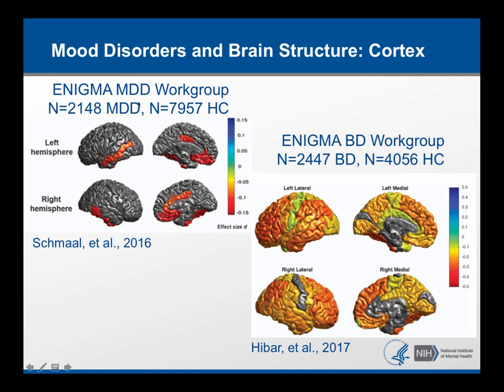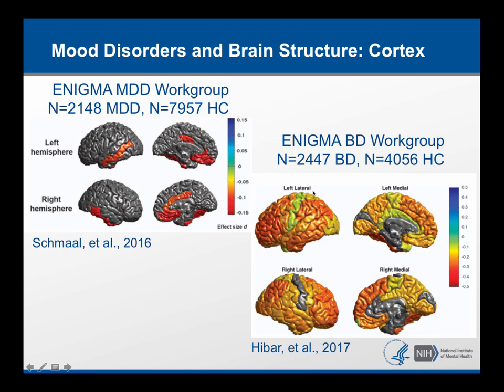So from the major depressive disorder work group, they looked at cortical volumes in about 2,100 depressed subjects and almost 8,000 healthy controls, and found some really focal areas of cortical thinning in the depressed subjects. And these line up nicely with temporal areas next to the hippocampus and amygdala, as well as dorsal cingulate and then anterior cingulate, particularly that subgenual anterior cingulate.